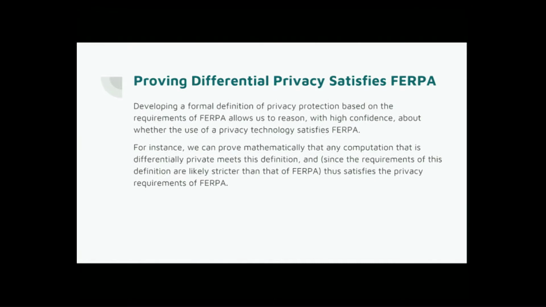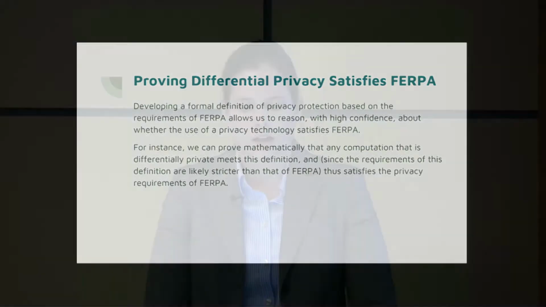For the full proof, I would refer you to the paper, but the takeaway here is that developing a formal definition of privacy protection based on the requirements of FERPA allows us to reason with high confidence about whether the use of a privacy technology satisfies FERPA. We can prove mathematically that any computation that is differentially private meets this definition. And since the requirements of this definition are likely stricter than that of FERPA, it satisfies the privacy requirements of FERPA.